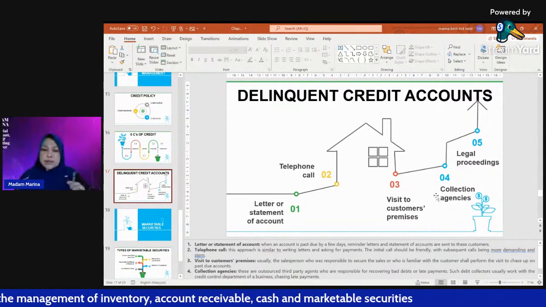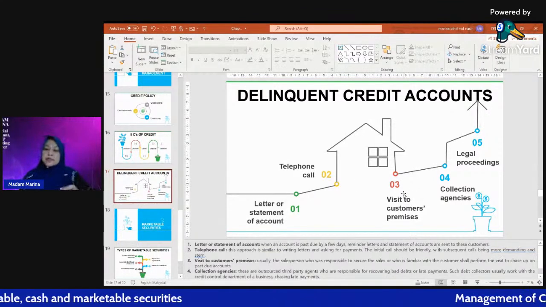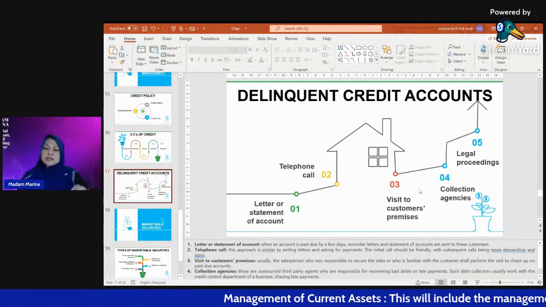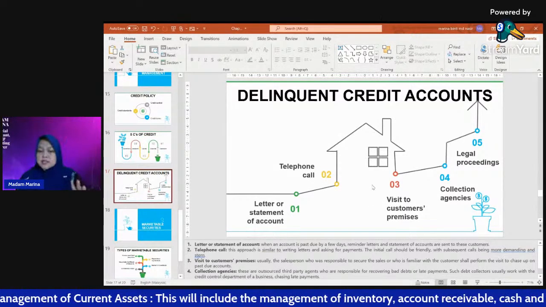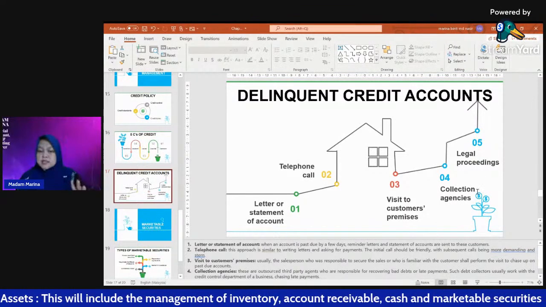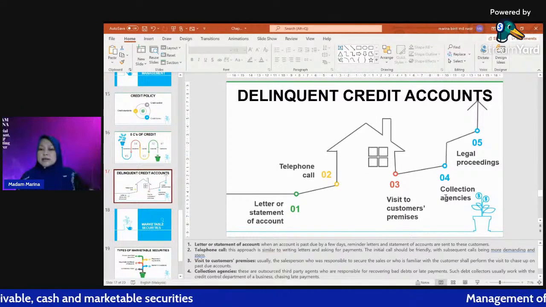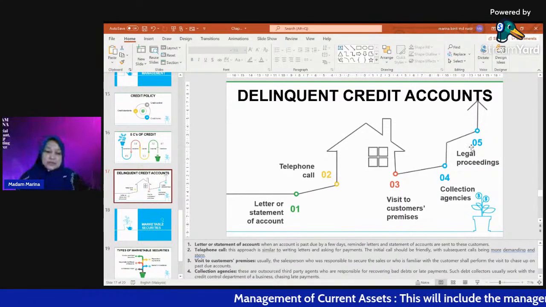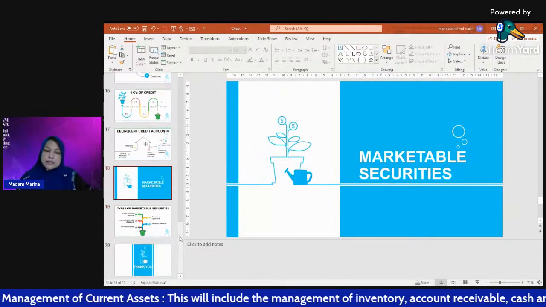Then visit the customer premise. Maybe they have already changed the telephone number, or they don't receive the letter of statement, so we need to visit the customer premise. Maybe the premises have been moved or not. And then if not successful, we submit to the collection agency to collect all the debts, and if not successful, the last step is legal proceeding, right?